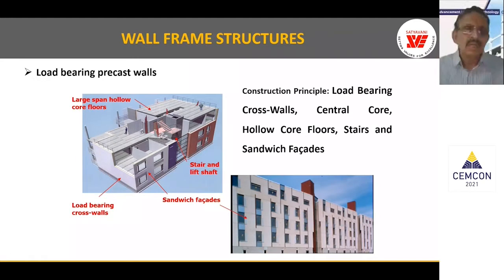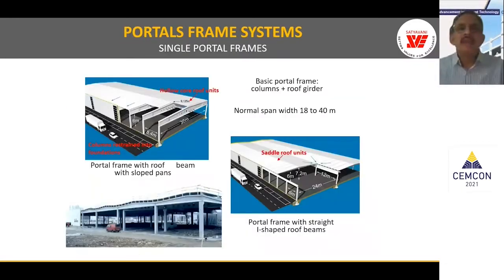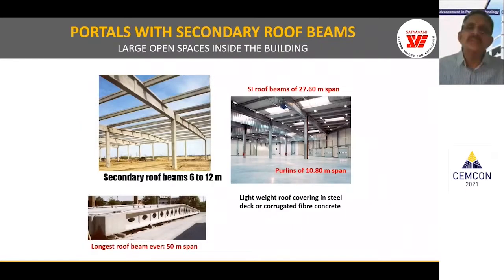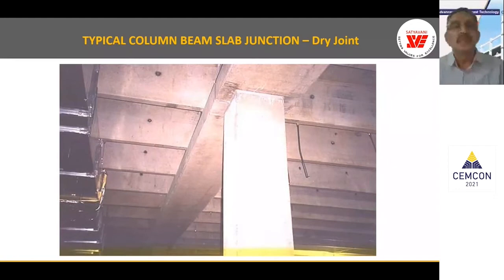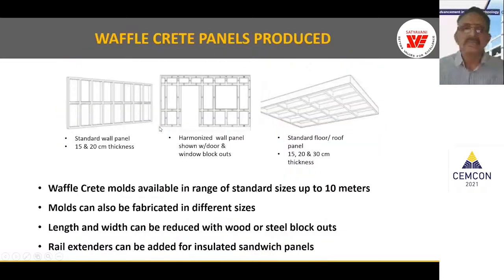It's quite common even in regular conventional construction. You have the joints between the roof and columns or beams. And we can also have single portal frames precast with a rigid joint. And large span open spaces inside the building are possible by using large span beams up to 50 meter spans. And we can also have typical column beam junctions like this. This is a dry joint with a welded joint between the beams and column, and beams and double T's. You can see the steel plates that are there in this picture.